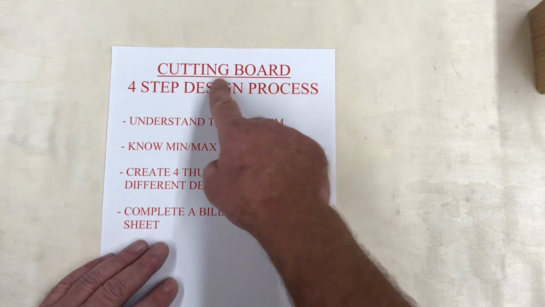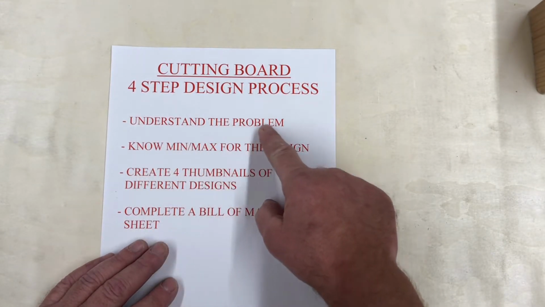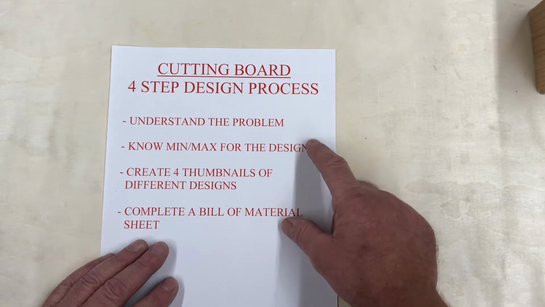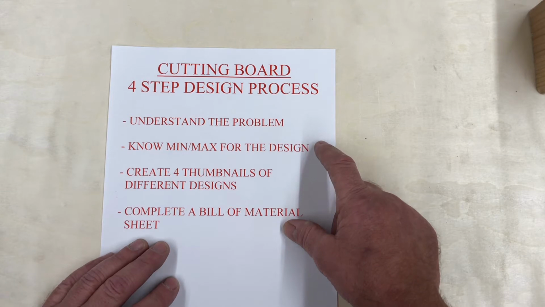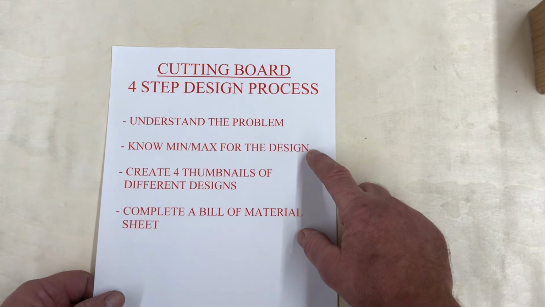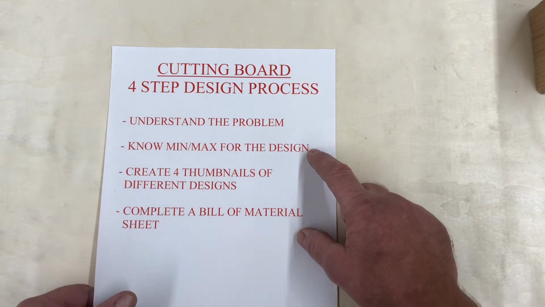Now, in our four-step design process, we're going to understand the problem. We got a beginning understanding by me demonstrating all the different options, to help stimulate some ideas for what you want to do. The second step is we need to understand the minimums and maximums for our design.